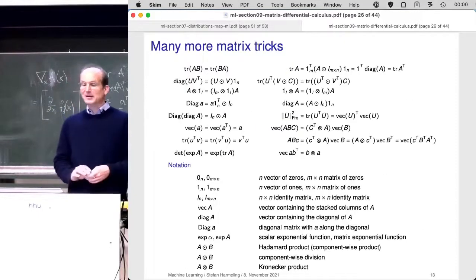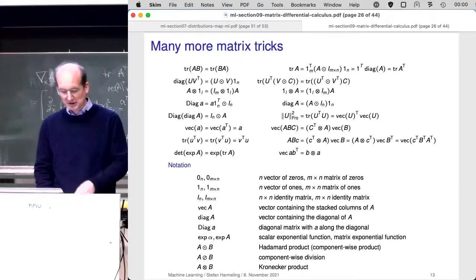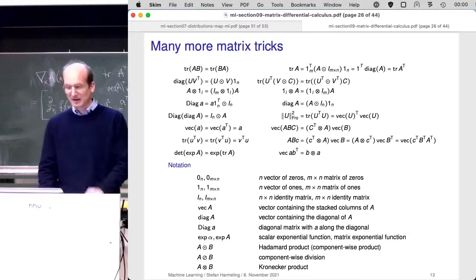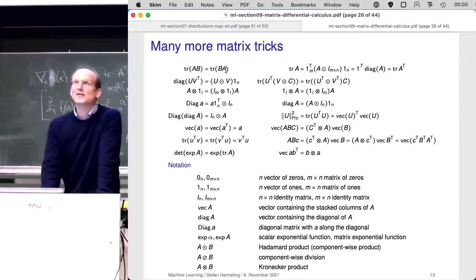However, there are many more tricks, so here are more tricks. I just write them down for you. Those are the tricks I'm usually using when I'm calculating derivatives. So, as I said, the trace of A times B is the trace of B times A. So that was a simple one. And then there are some weird ways of rewriting stuff.